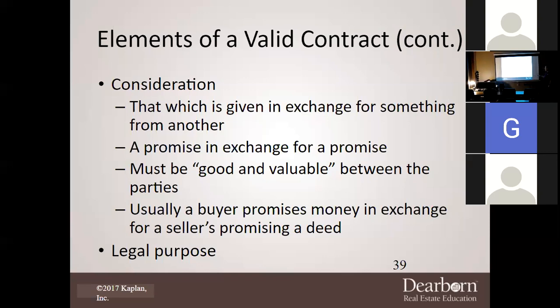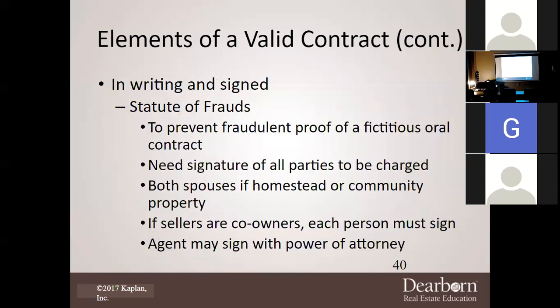Usually a buyer promises money in exchange, of course, for a seller's promise of a deed. And again, you have to have legal purpose. We also talked about it must be in writing and signed. And that comes down to the statute of frauds.